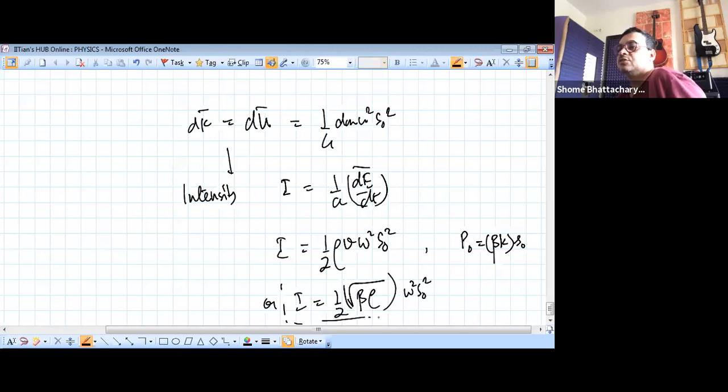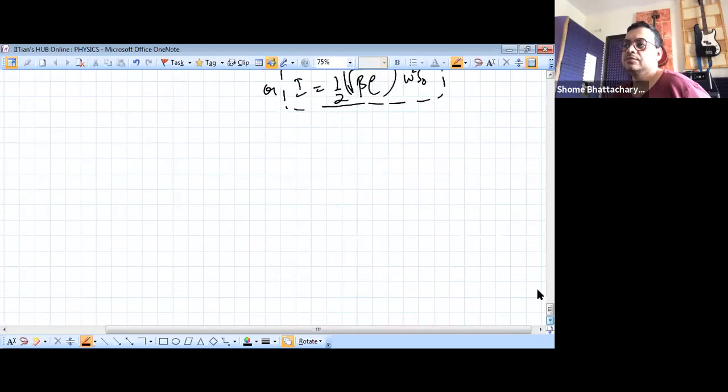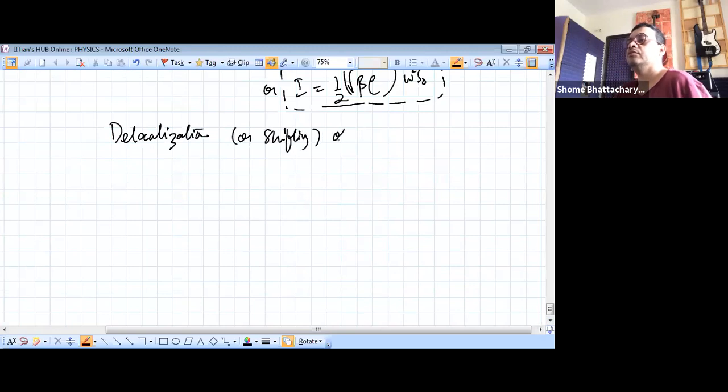Okay, now similarly, Bhaskar, in the case of standing wave also, you will see the energy keeps alternating between kinetic and potential. But as the energy alternates, the position where the energy is present also alternates. Okay. So this thing is called delocalization of energy. So this process is called delocalization or shifting of energy. So this delocalization or shifting of energy happens in the case of a standing wave also.